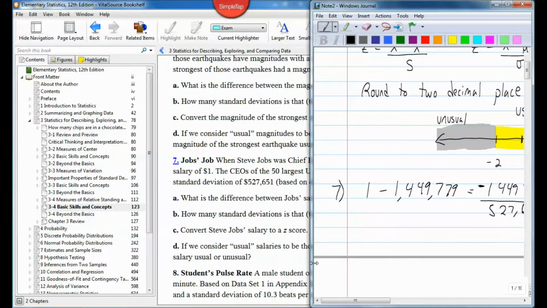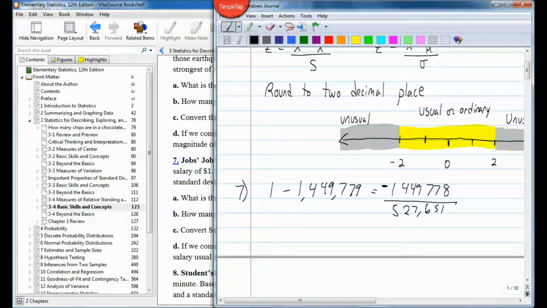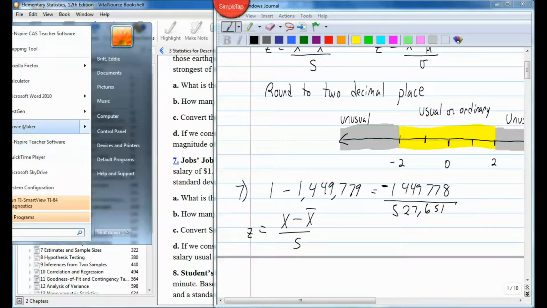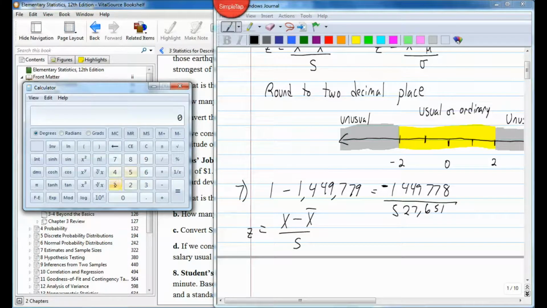Now, part C says convert his salary to a z-score. Well, that's what we just did. We said x minus x bar, and we're dividing by the standard deviation. So that's what we're doing. All right, so this big number divided by 527,651. If we rounded that to 2 places, that would be negative 2.75.